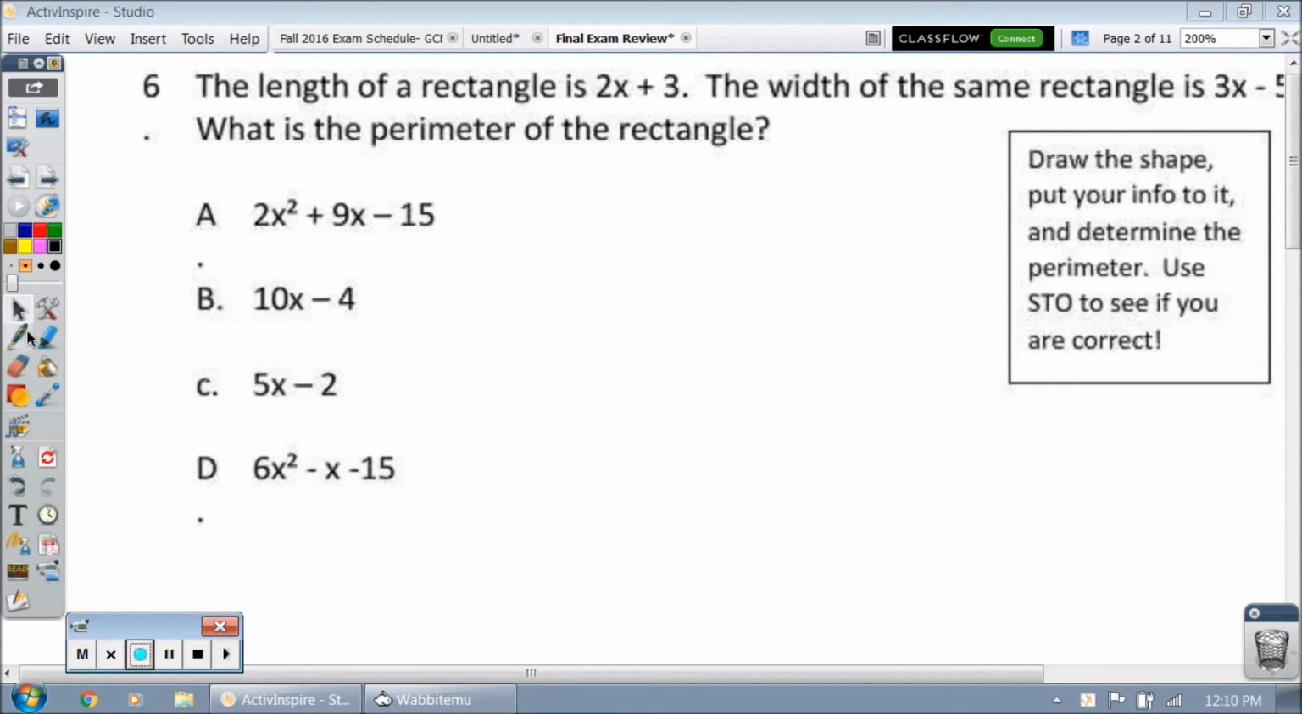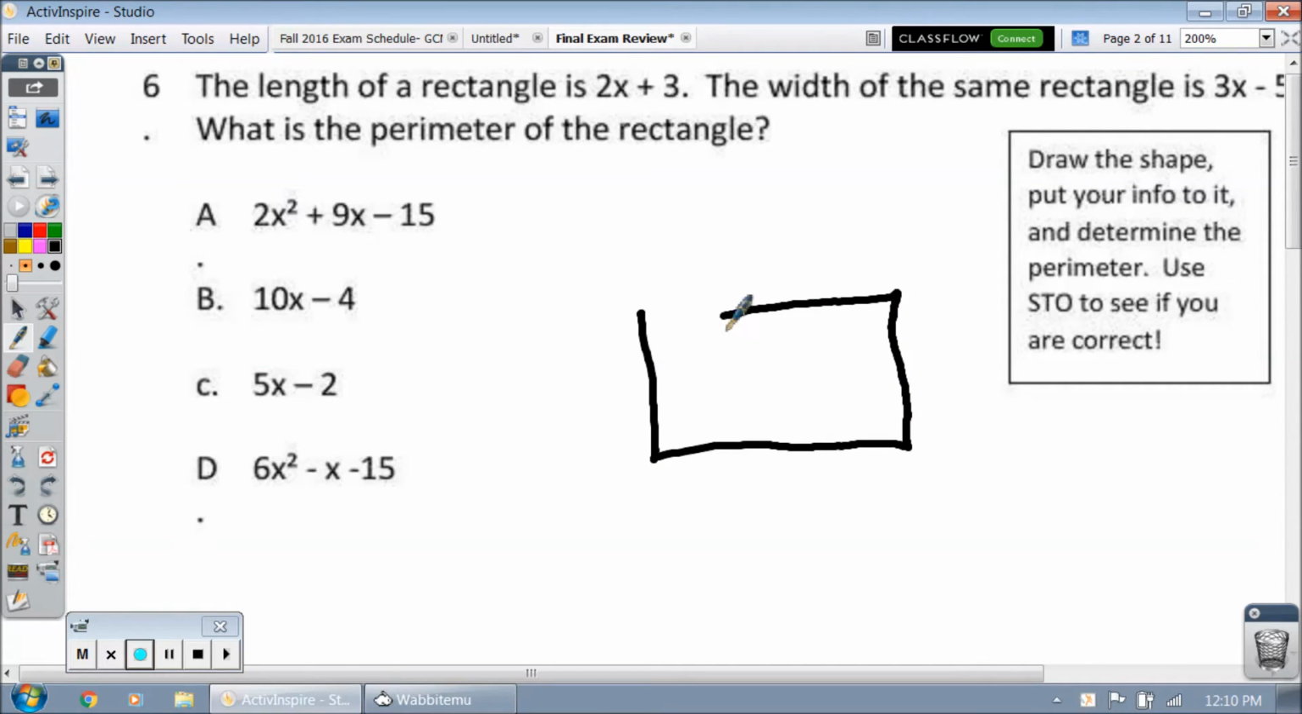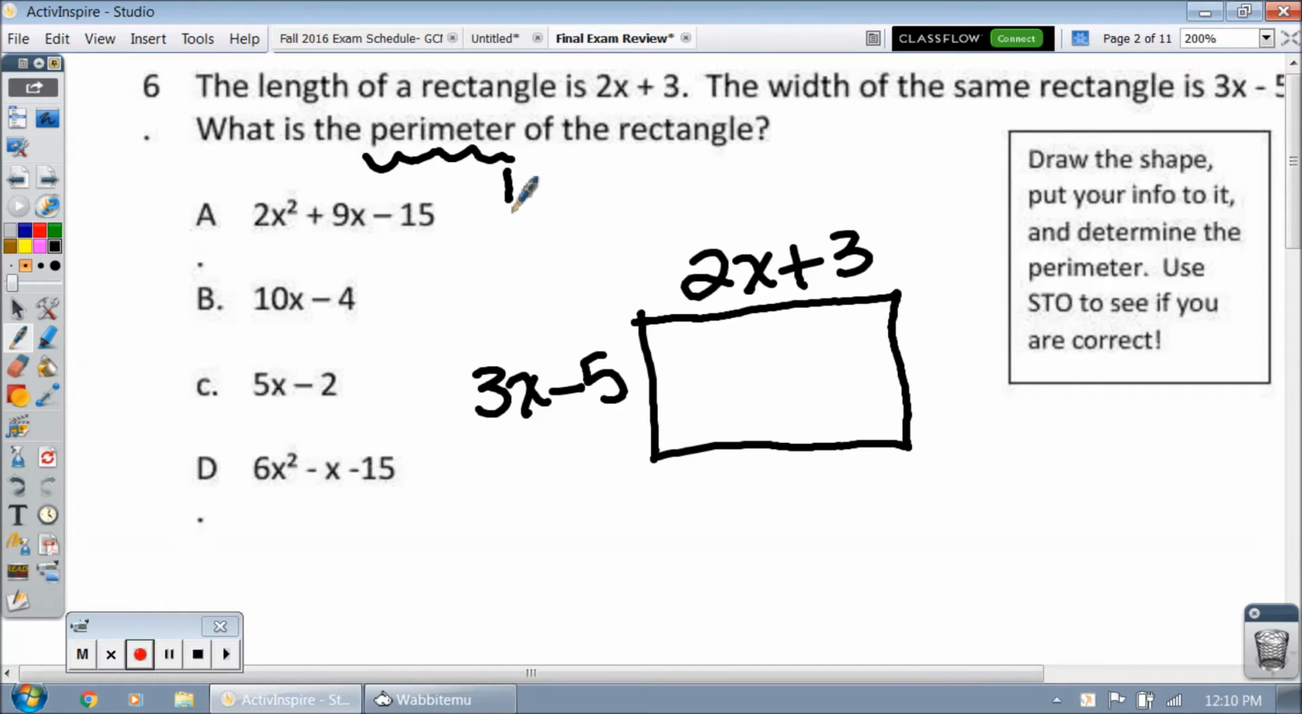6, the length of a rectangle. Let's draw a rectangle, or try to. There we go. It has a length of 2x plus 3, and if you look over here, it looks like it has a width of 3x minus 5. What is the perimeter? Remember, when you have perimeter, you add up all the sides. So we're going to add this up. There are 4 sides to a rectangle, so we need to add these 4 sides together.